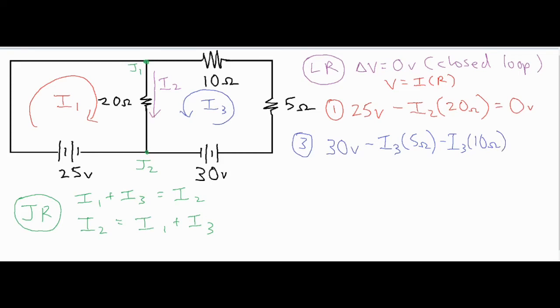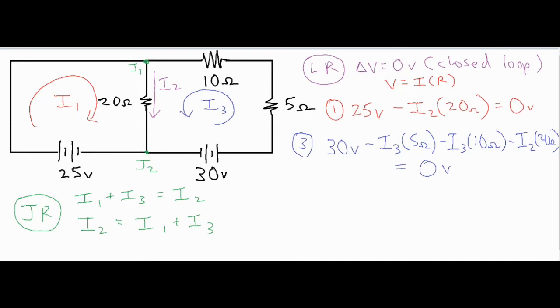And then same thing I did with the other loop, I have to go through the 20 ohm resistor to circle back over here. So I'm still going in the direction of the current. So minus I2 times 20 ohms. Okay, and then again, I kind of ran out of room there, but all of that equals 0 volts.